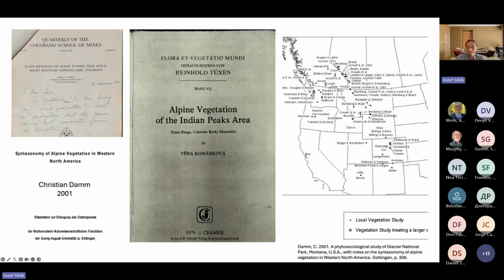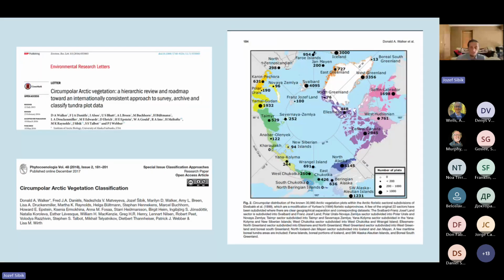So you can see many papers that were focusing on vegetation studies. Some of them have also a broader perspective. But the very important papers are the papers of Betty Willard and the already mentioned Vera Komarkova, a Czech woman who was also a professional climber and the first woman on some Himalayan peaks.